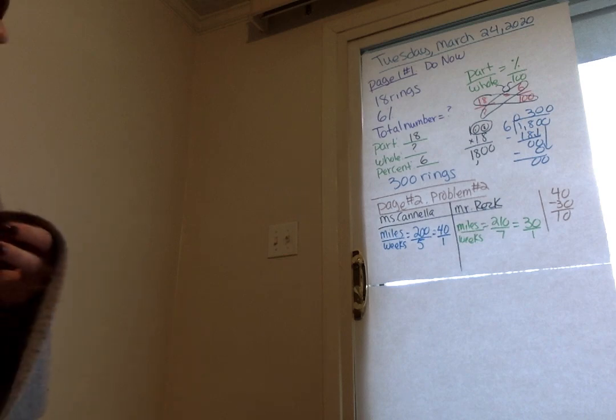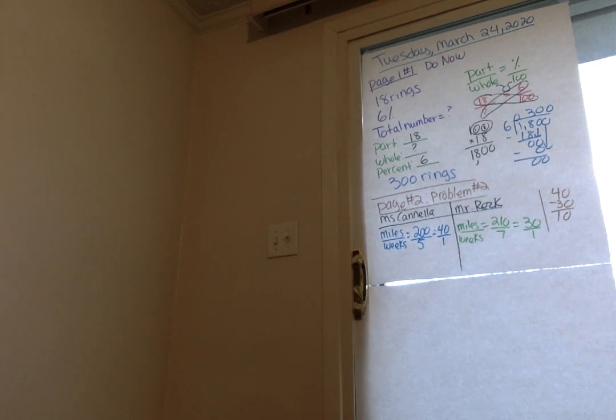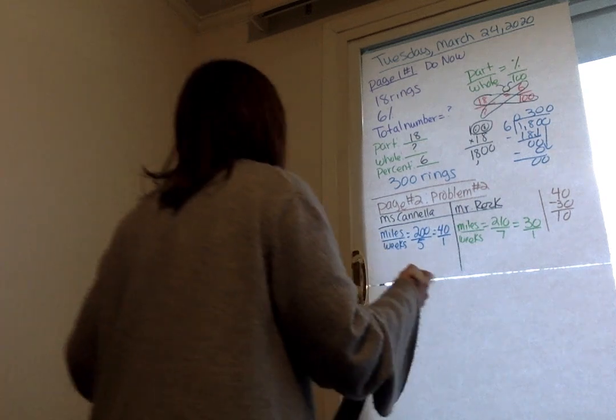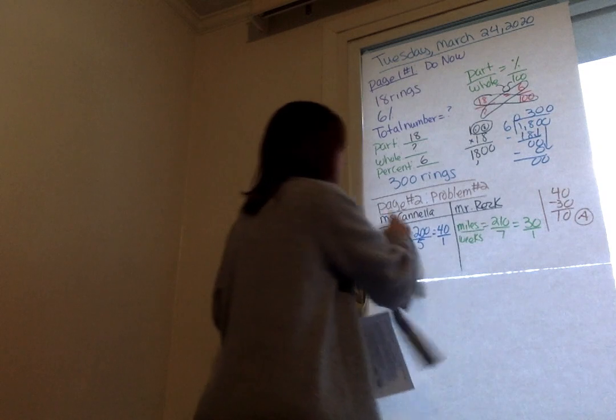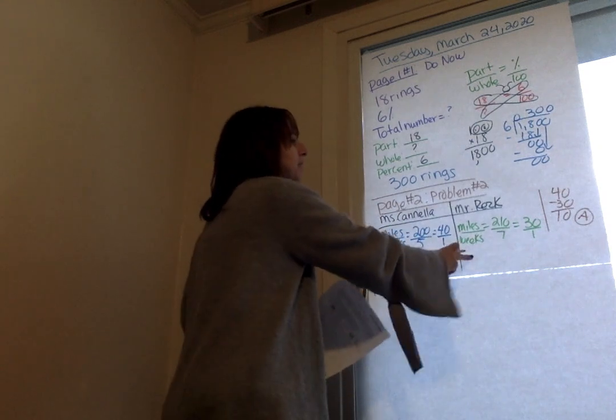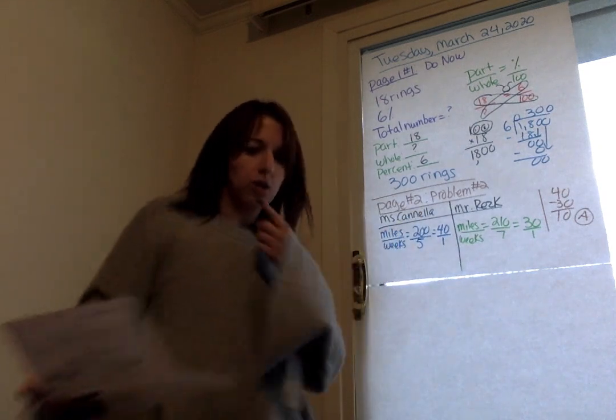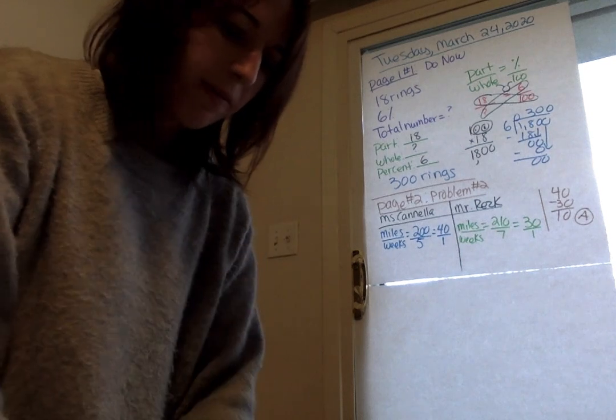Rez. Therefore, I know that I can circle choice A. So this 10 represents choice A, that Miss Canella rode 10 more miles than Mr. Rez. Now, let's go on to page 4.